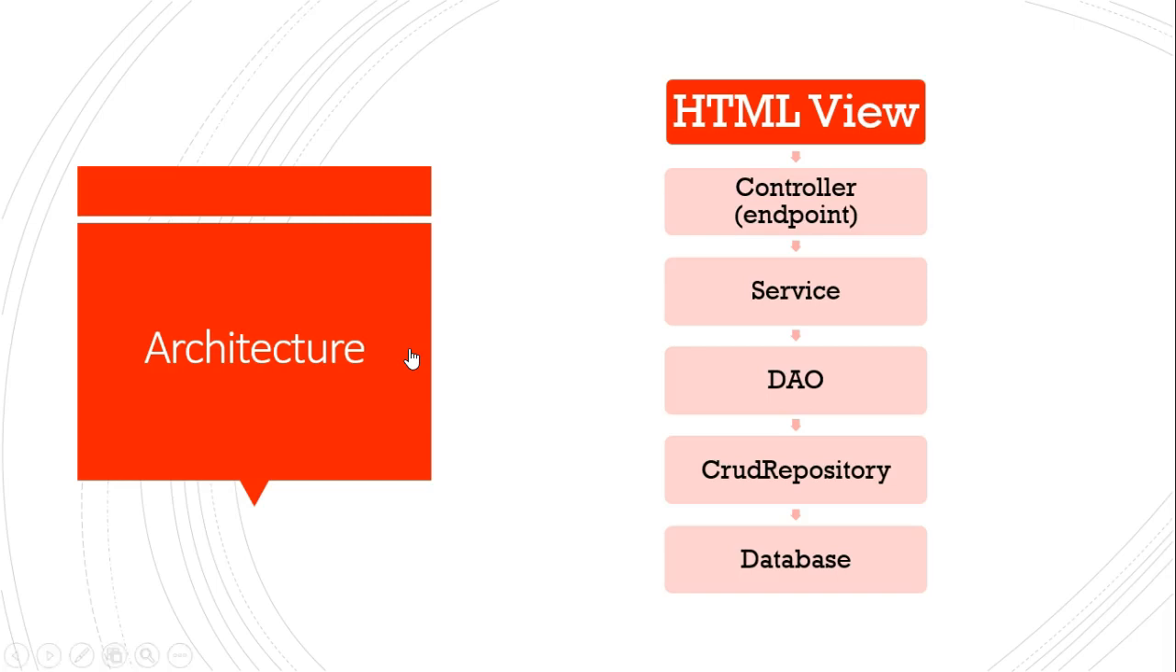Now, how are we going to get to the CRUD repository? Well, we'll have some kind of HTML view that's going to call a controller, part of our model view controller architecture. The controller will call the service, kind of a business logic layer. The service is going to call the data access object layer, which is what we typically use for persistence. Then the DAO calls the CRUD repository, which calls the database. So without further ado, let's get started.